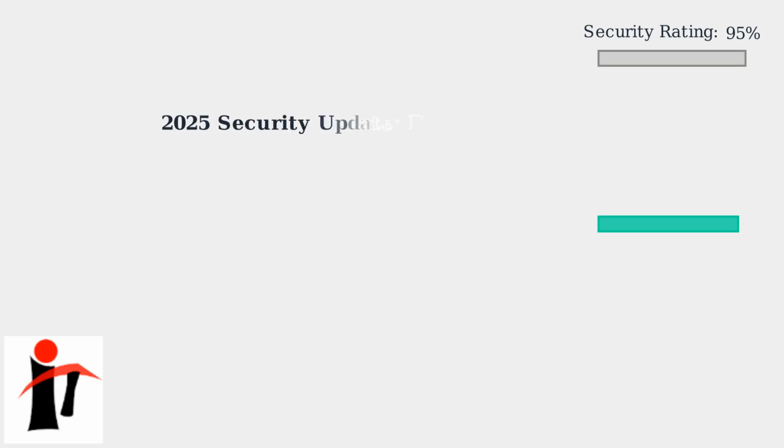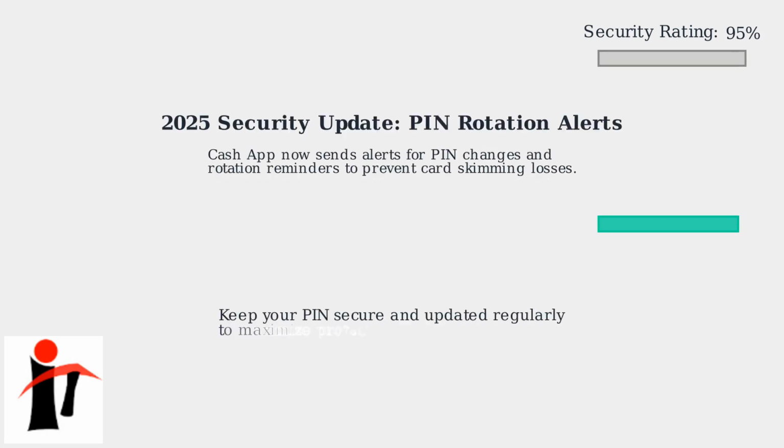Cash App's 2025 update includes PIN rotation alerts to prevent losses from card skimming. You'll receive notifications suggesting PIN changes and alerts when your PIN hasn't been updated recently, making it even more crucial to keep your PIN secure and current.